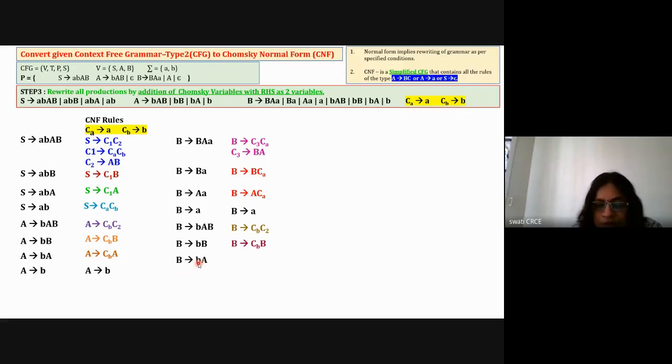And now I'm taking the next rule, capital B is equal to BA. So small b is equal to CB. So it is CBA. Then B is equal to small b, which is already in CNF. So write it like this. So this is done like this.